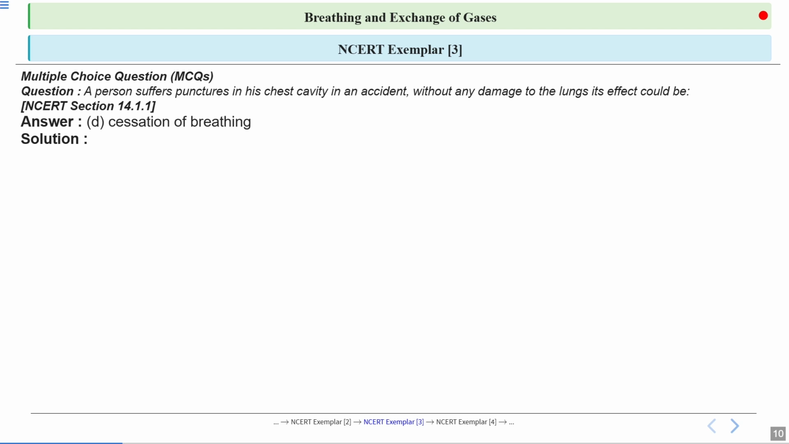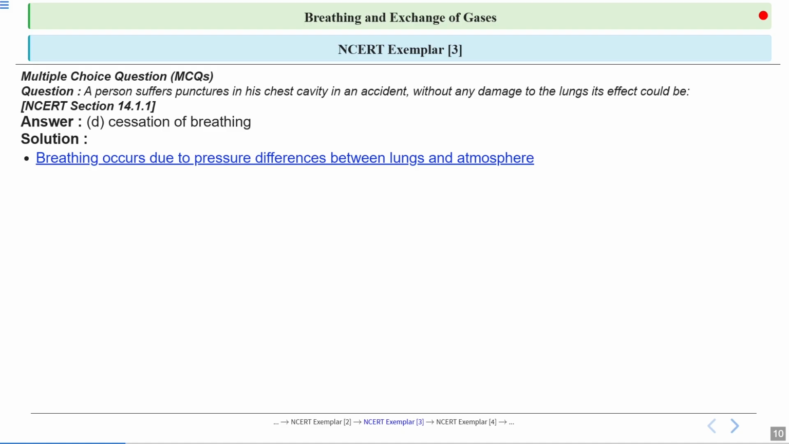So D, cessation of breathing. When the chest cavity gets punctured, suppose in an accident, then what could happen? Breathing occurs due to the pressure difference between the lungs and atmosphere, right? You must have negative air pressure, and due to that negative air pressure, the air moves inside the lungs, right? So breathing occurs due to the pressure difference between the lungs and the atmosphere.